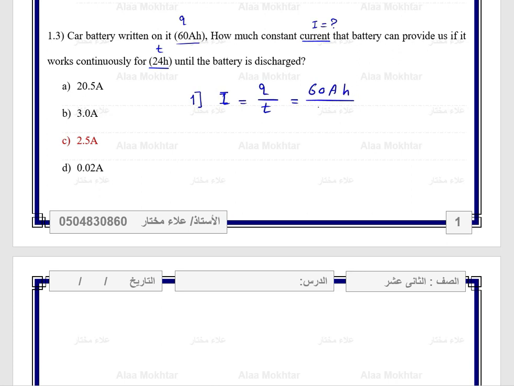Divide by time, 24 hour. Also we can cancel hour with hour and use your calculator to get the same final answer. I will be equal to 60 divided by 24. The answer will be 2.5 ampere.